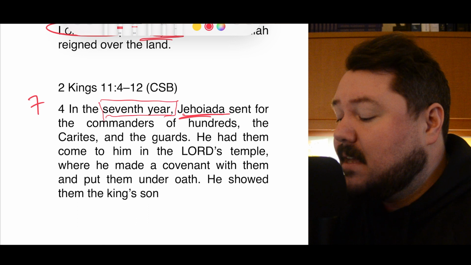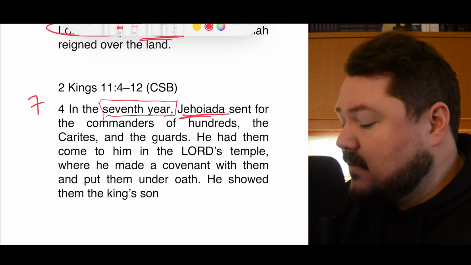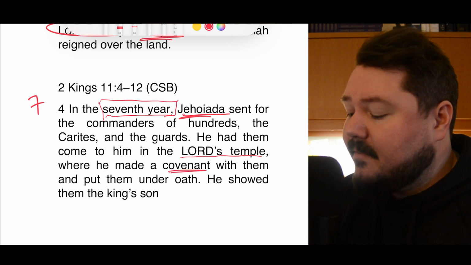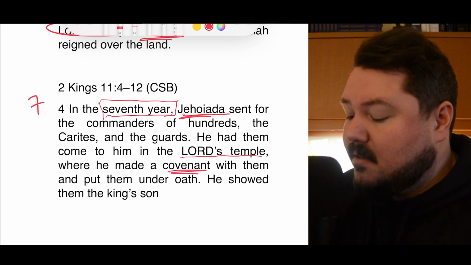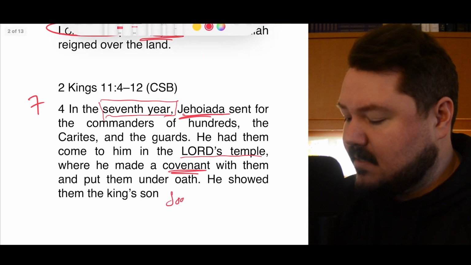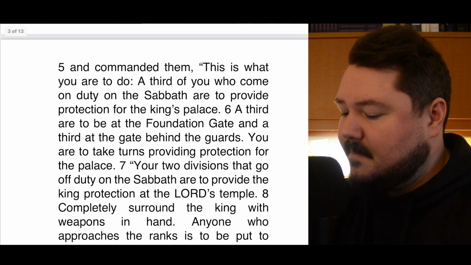But he sent for the commanders of hundreds, the Kerites, and the guards, and he had them come to him in the Lord's temple, where he made a covenant with them and put them under oath. He showed them the king's son, who was in the temple, Joash, and commanded them, "This is what you are to do.